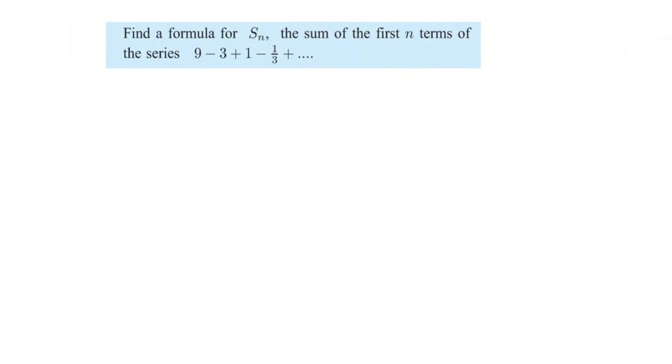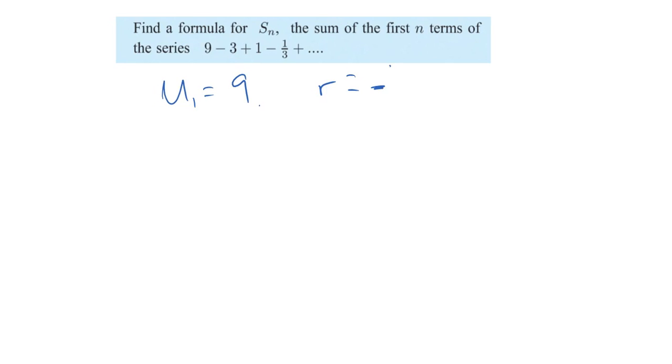Let's try another one. Okay, this time we're going to find a formula for the sum of the first n terms. Okay, well, we'll start putting down what we know. Okay, we've got U1 is equal to 9. Can you see what the R value is? It is going to be negative a third. I know it's negative because we're oscillating, look. Okay, negative, positive, negative, positive. That's only going to happen when R is negative. Right, let's pop these numbers in.